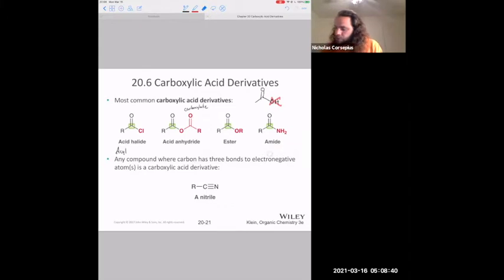And another functional group which doesn't quite look as cookie cutter similar as these other ones, but we can kind of lump into the same category, is a nitrile group. It behaves very much the same way because you have that carbon that has 3 bonds to other electronegative atoms. So we're going to see that the nitrile group behaves very similar to our other carboxylic acid derivatives.